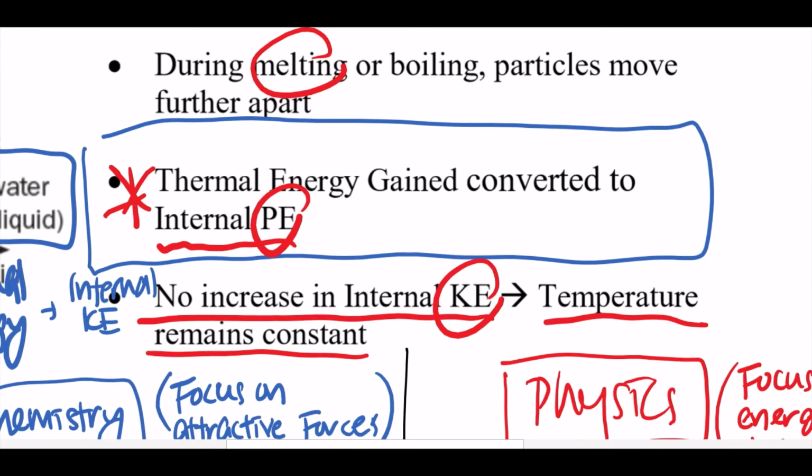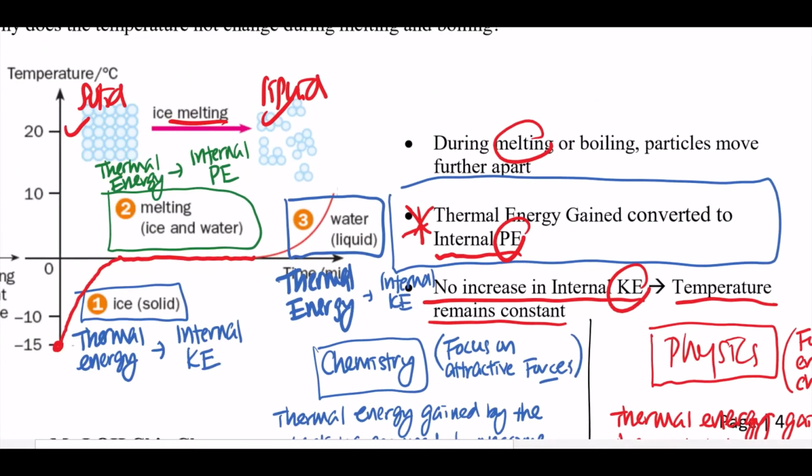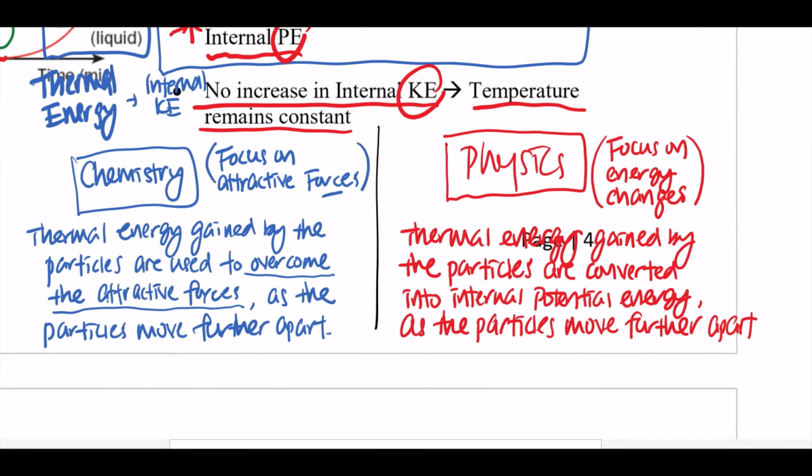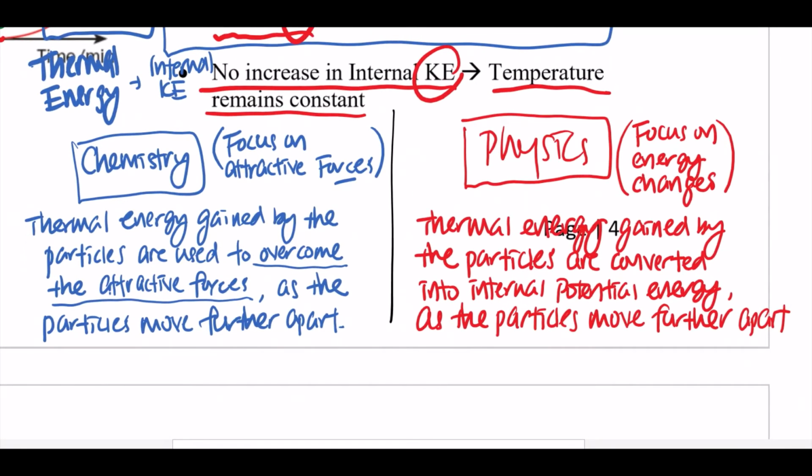How does internal KE affect the temperature? Let me repeat again. How does the internal KE of the particles affect the temperature of the substance as a whole when we measure the temperature using a thermometer? Here is the difference between the focus of chemistry and physics. They're actually looking at different parts of the same phenomena, right? You might want to take this down. It's not necessary, but I thought this is useful because the way that we phrase our answers in chemistry and in physics may be a little bit different.